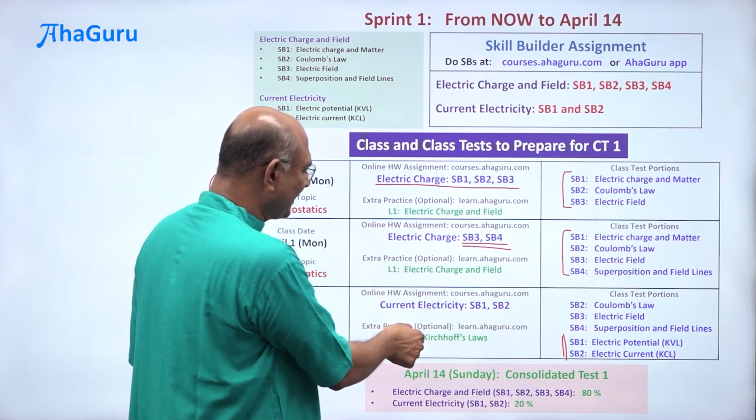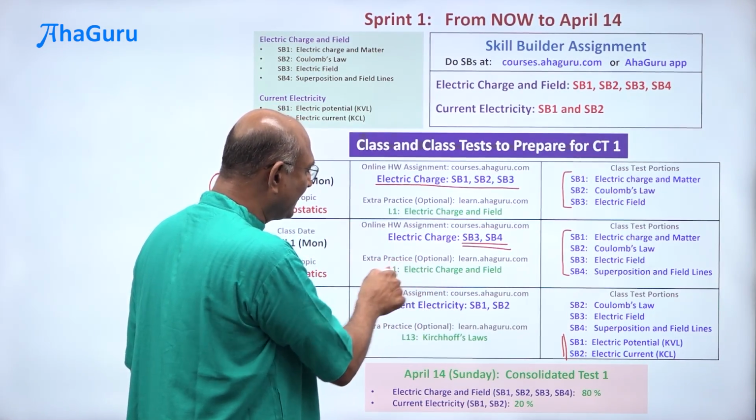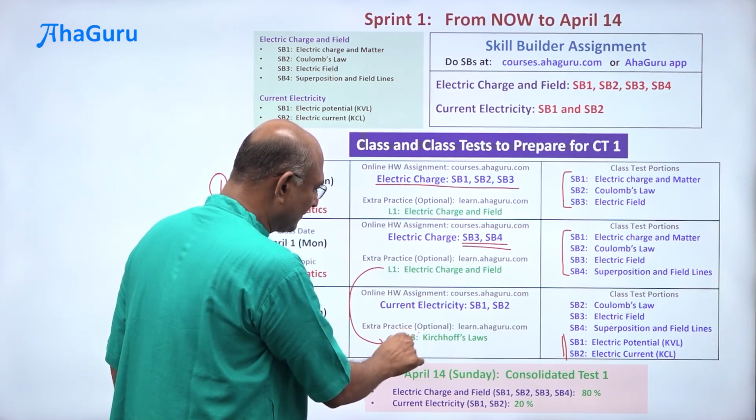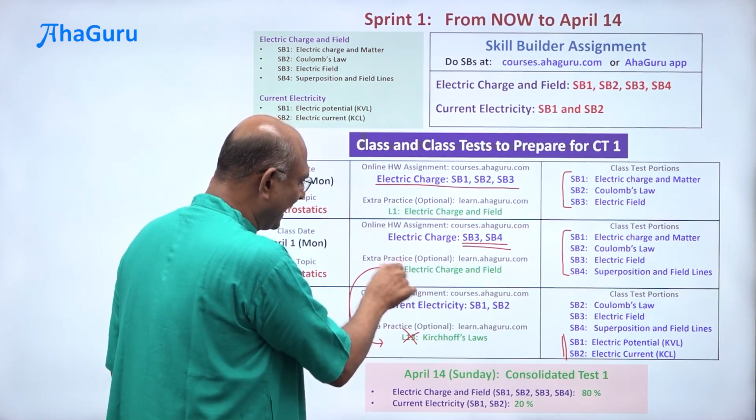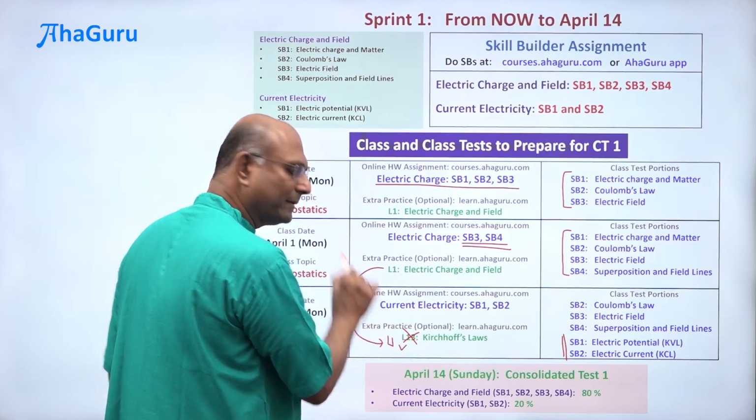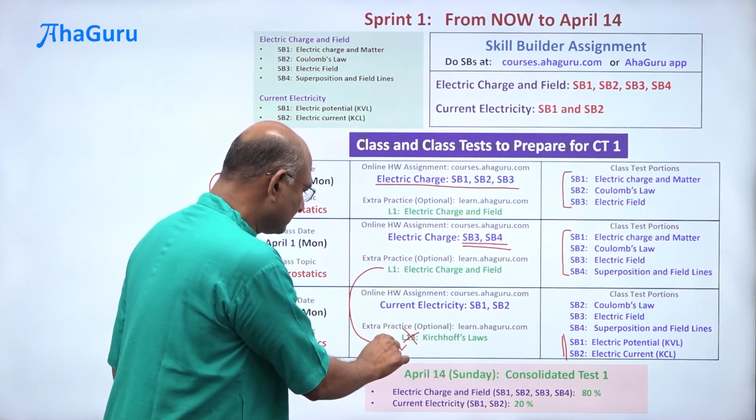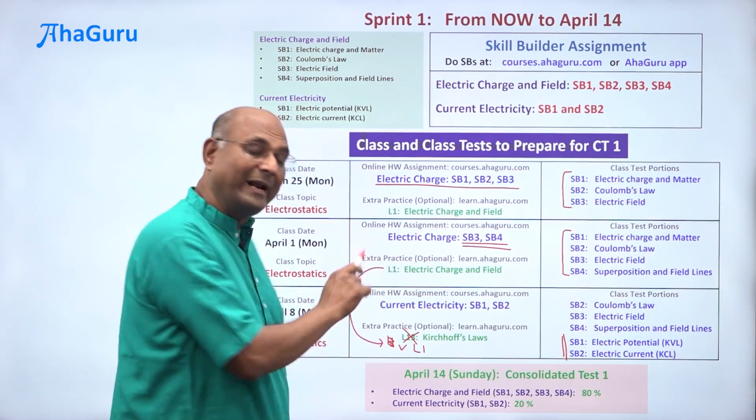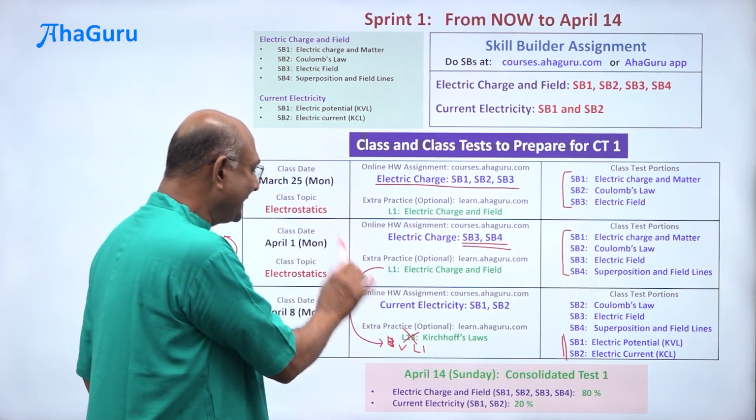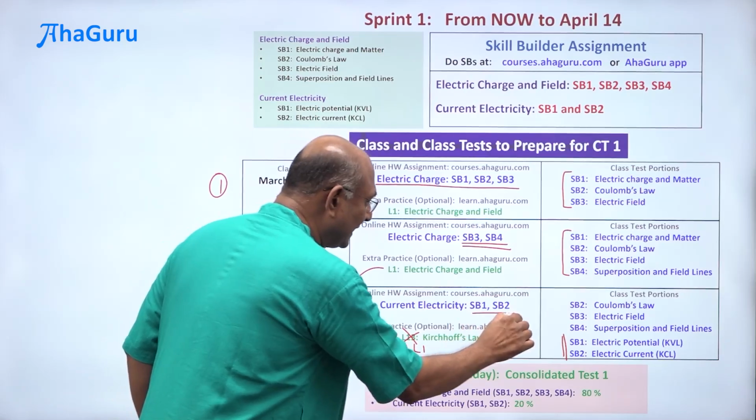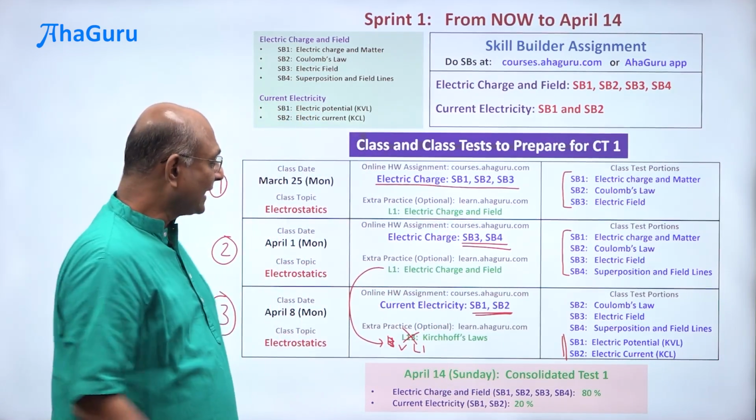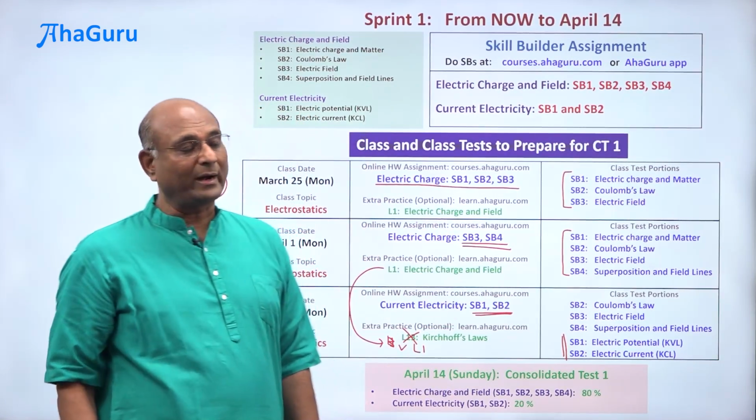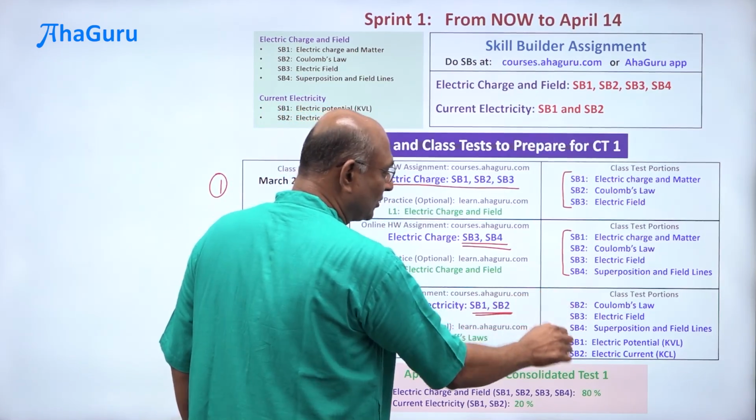If, for example, you don't have enough time and you have not done that, you could have done this instead of this. No problem. Instead of this, if you did L1, that is also fine. Let me write it properly. L1. So if instead of L13 you did L1, that is also totally fine. But the basic idea is that you must complete the skill builders for current electricity 1 and 2, and the test is going to be based on all of these.